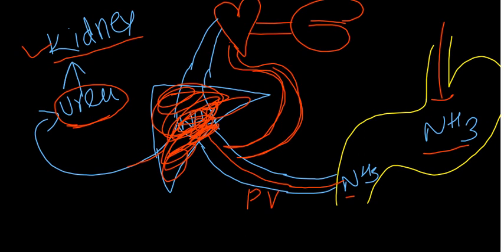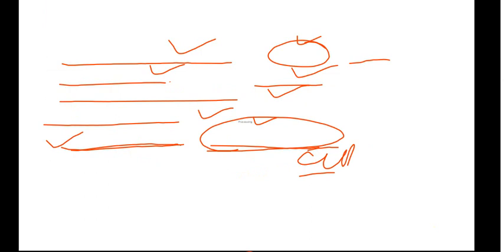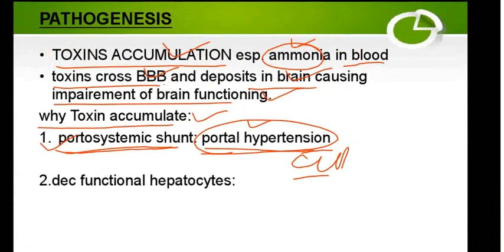Now, what pathology actually occurs? This ammonia, instead of going into the liver, directly enters the systemic circulation, and from the systemic circulation, the ammonia enters the blood and then the brain. In the brain, it causes further damage like astrocyte injury and edema of the brain tissue. So that is the main pathology for the portosystemic shunt.